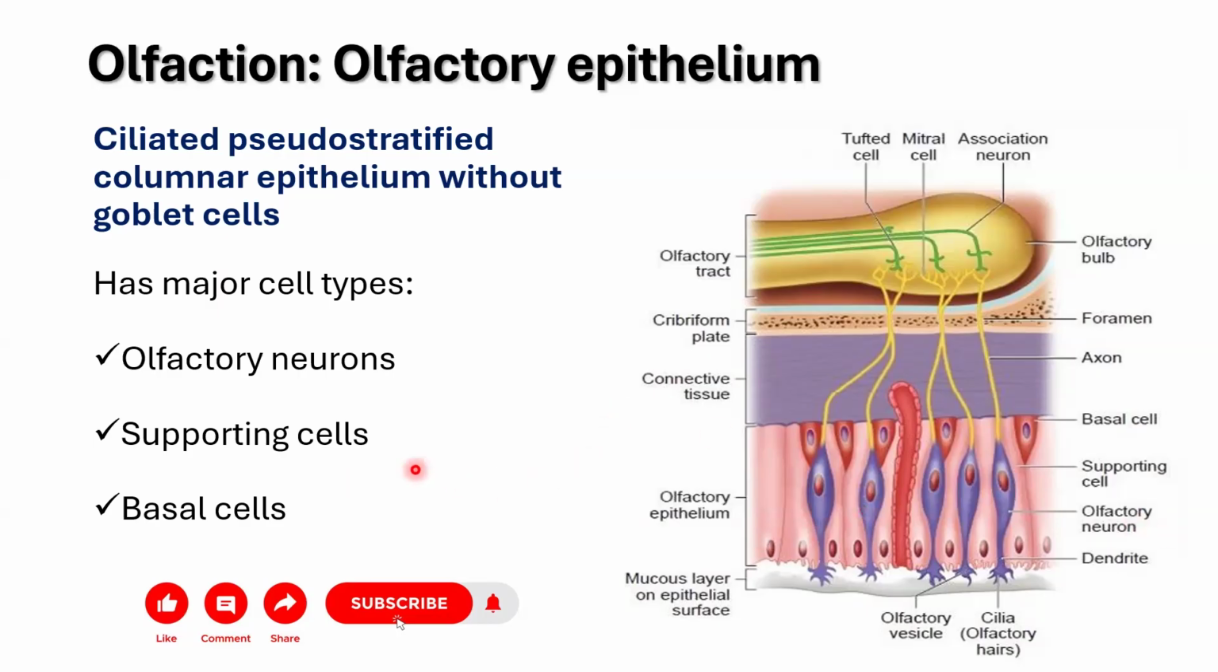Any receptor has basal cells. Any special sense organ has basal cells or supporting cells, and then it has these special receptor cells, which conduct the sensation. So for example, we have olfactory neurons, supporting cells, and basal cells. Those are the three cell types in the olfactory epithelium.